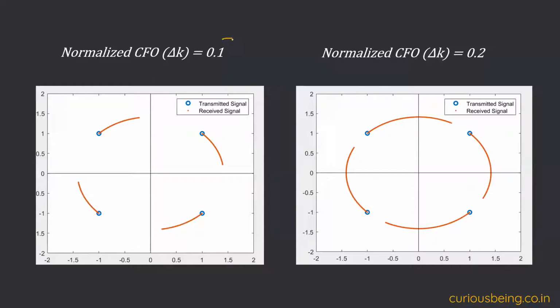Now, I had introduced some normalized CFO equal to 0.1. What do we mean by normalized CFO? It is scaled by the sampling frequency, so visualize it in those terms. Now, after CFO, we know that it is rotating the phase, so there is phase rotation in this.